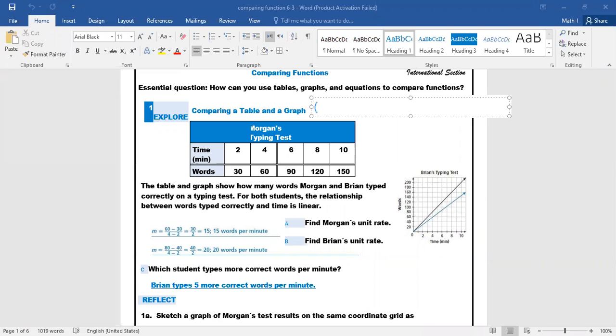Slope, right? So we are going to choose any two ordered pairs, like 2 and 30, and then choose the second ordered pair, 4 and 60. Okay, and then we will start to calculate the slope.